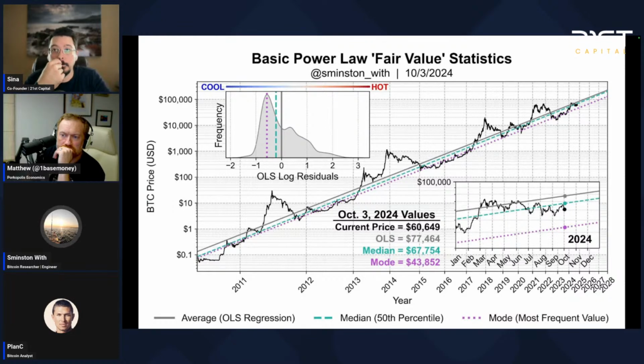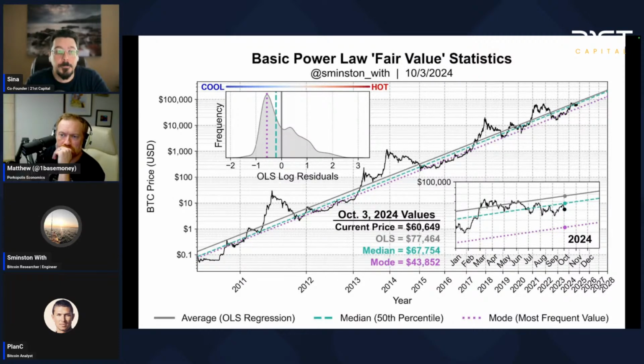The OLS is the ordinary least squares regression line. It literally is the average. It's taking the average of all the data using the power law regression model, and it's giving you that trend line as a result. So it's essentially weighting evenly all the data at the tops, all the data near the middle, and all the data near the bottoms. That gives you that gray line, the average value.